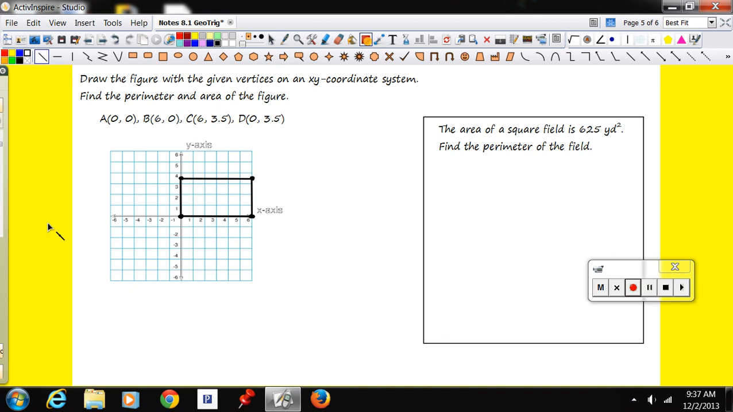Joshua Feldman. Perimeter when you're done. You have the perimeter? Almost, okay. Let's see if he's right.